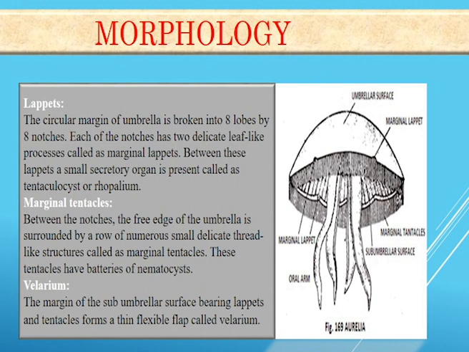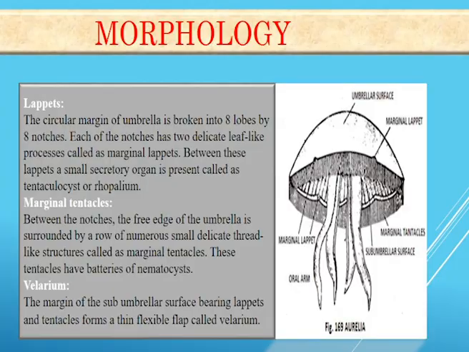The circular margin of the umbrella is broken into 8 lobes by 8 notches. Each of these notches has two delicate leaf-like processes called the marginal lappets. Between the lappets we also find a sensory organ called the rhopalium, which is one of the tentaculocysts, also a characteristic feature of coelenterates. The margin of the subumbrellar surface bearing lappets and tentacles forms the flexible flap called the velarium.